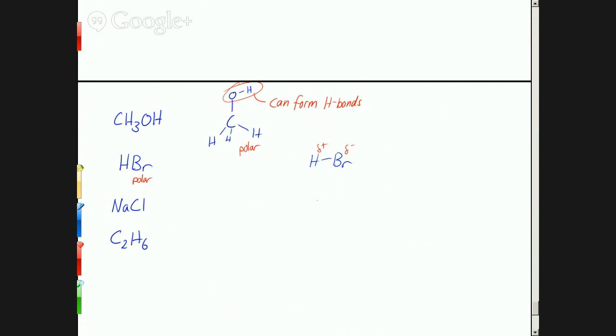What about NaCl? Ionic. Polar kind of assumes covalency, so we're going to call this one ionic. But if you look at the structure, it is very, very strongly polar: a full positive on the sodium, a full negative on the chlorine, no electrons shared at all. So very strong attractions there.